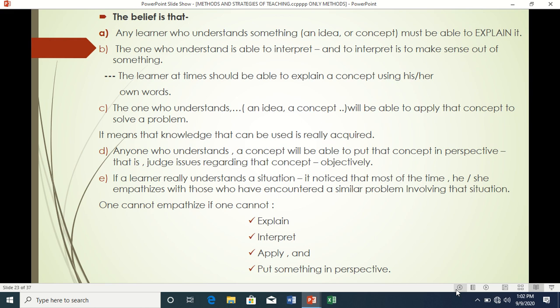When we understand and we are able to interpret, it goes on with that. Because we understand, we have been able to explain it. And because we have been able to explain it, we can interpret it. So, when we are interpreting something, we are making sense out of something. That is interpretation. We make sense. Okay, this is sensible. That is an aspect of interpretation.